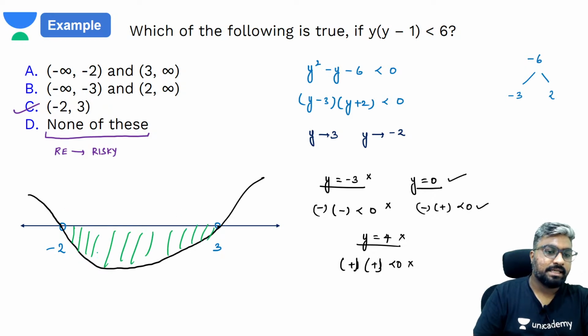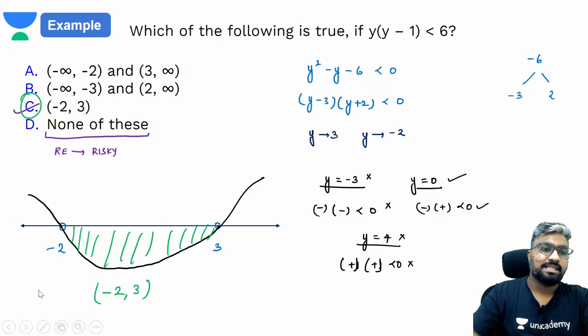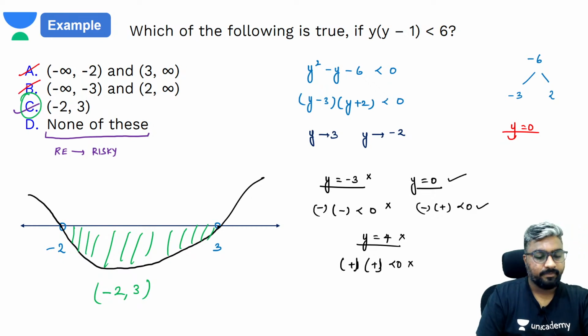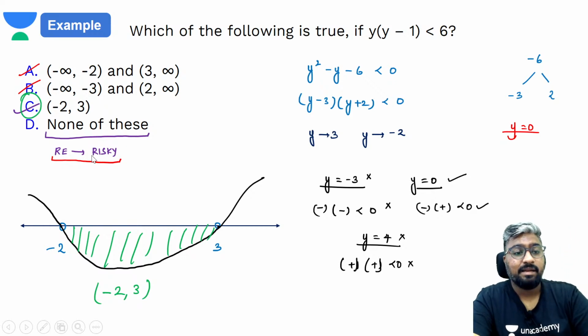Okay, this region satisfies, which is what? Between minus 2 and 3, both not included. Option C. The fastest method is what? Reverse engineering. The only place where y equal to 0 satisfies is A, not B. So you have C or you have none of these. If you have none of these, reverse engineering is risky. Yes, so you can't blindly depend upon reverse engineering when you have none of the above. Clear? Yes, everyone?